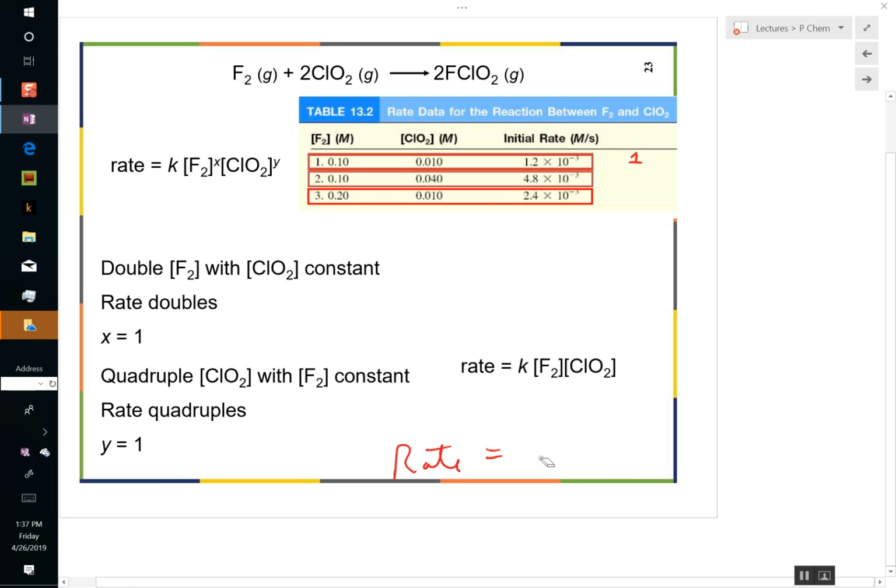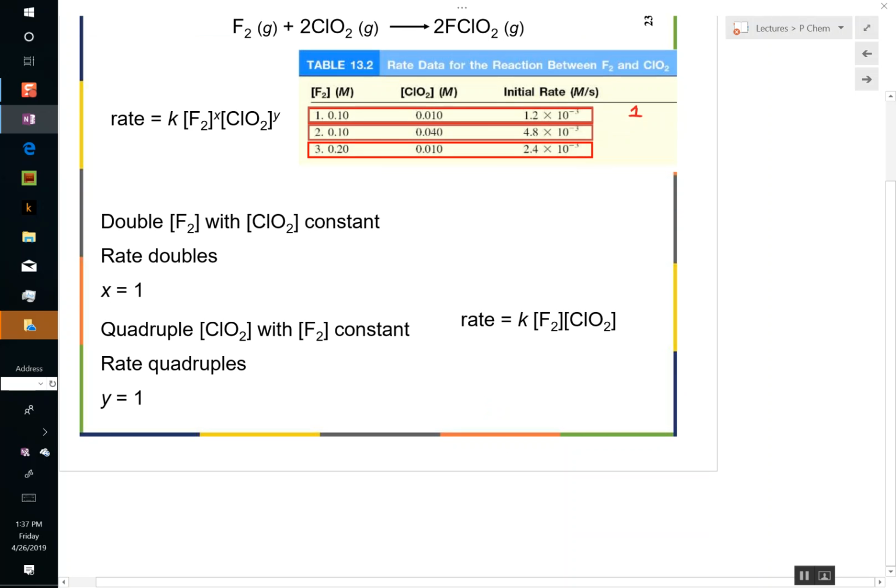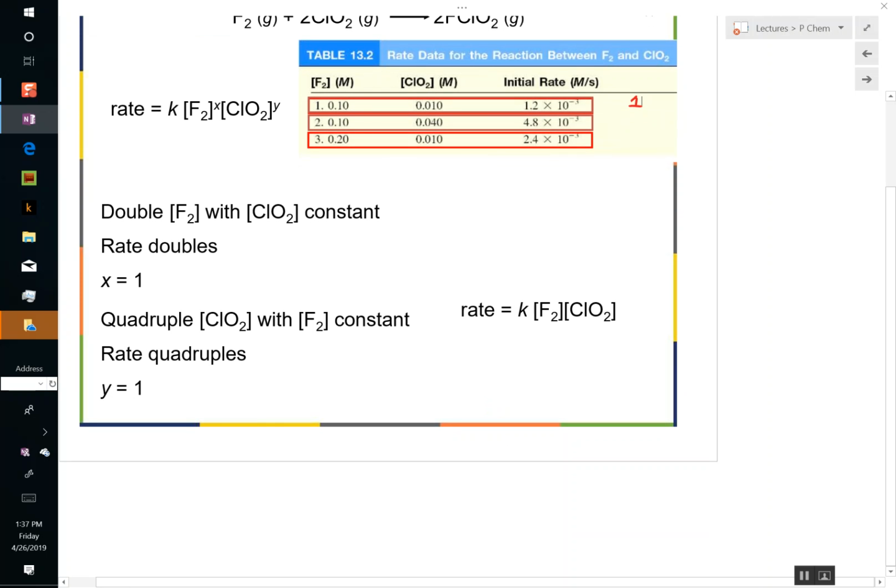Okay, now let's just look at that real quickly. One other step. What we don't know yet is K. So how do we get K? Well, if we know the rate and we know the concentration, we can solve for it. So we can plug in the concentrations and the rate and solve for K. Just from the data.